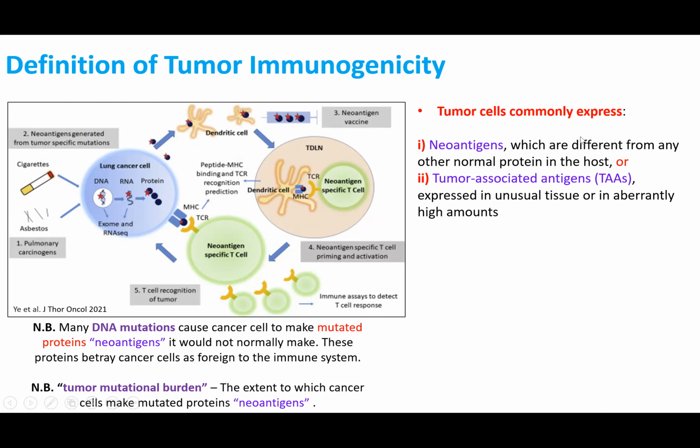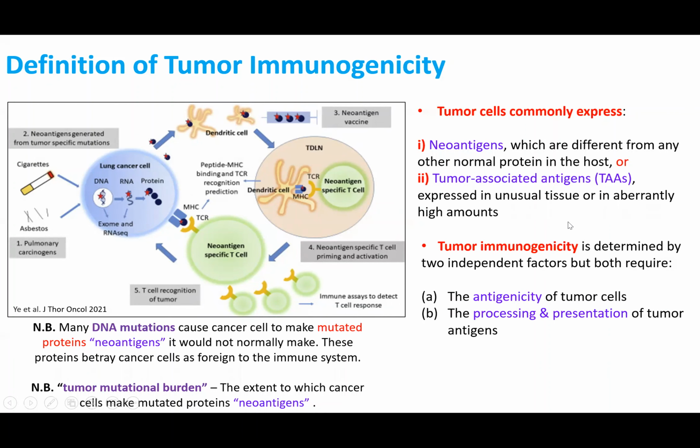So tumor cells commonly express two types of antigens: neoantigens, which are mutated proteins different from any other normal proteins in the host, or tumor-associated antigens that are expressed in unusual tissue or in significantly high amounts.